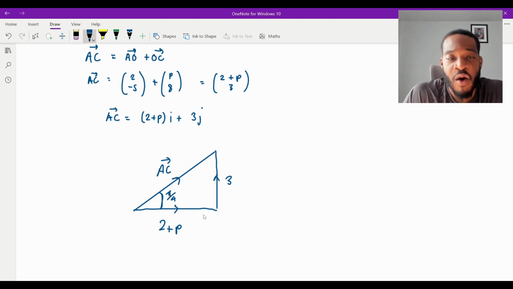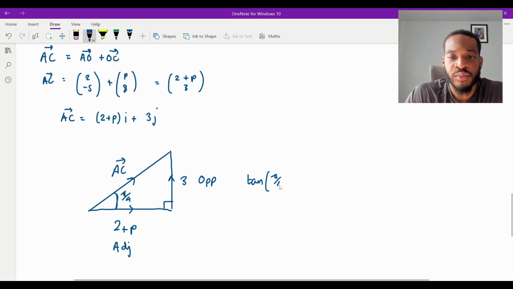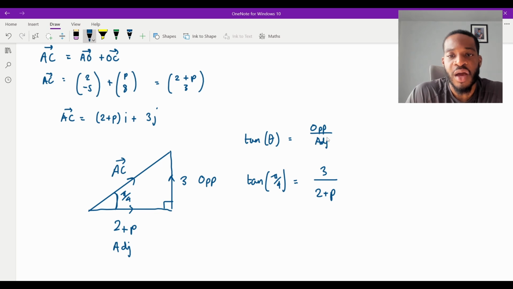Now, we're trying to show that p equals 1, right? Think about it. You've got a right-angled triangle, don't you? You can use trigonometry to get an equation in terms of p. This is going to be your opposite side. This is going to be your adjacent. Always remember you can do this with vectors. So with that being said, tan is what we're going to use, and if we're doing SOHCAHTOA, tan of that angle, pi over 4, is going to equal the opposite side, which is 3, over the adjacent side, which is 2 plus p. And let me write on top here, tan of theta is just equal to the opposite over adjacent. So that way we can use trigonometry, SOHCAHTOA, to write an equation in terms of p.